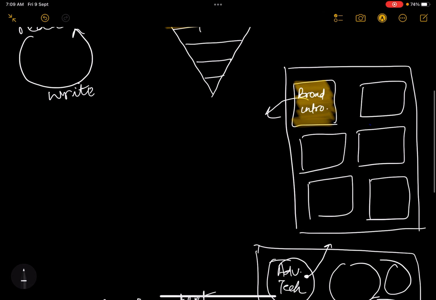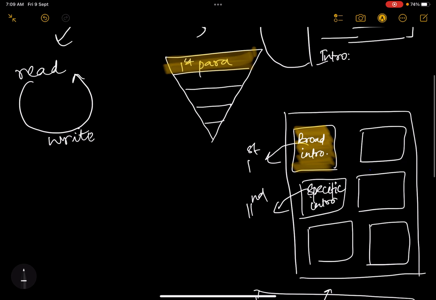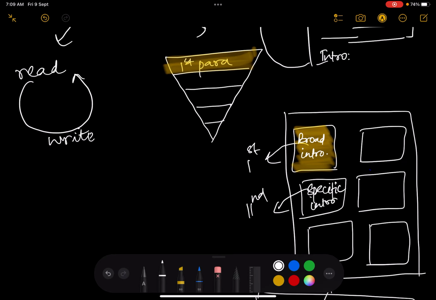Most of the time, we use some statistics and some conceptual information to tell about the significance of this particular area in the whole scheme of things. So first is the broad intro, second is the specific intro. Now this is where we come specifically to the topic, we filter down, and this can be your second paragraph.